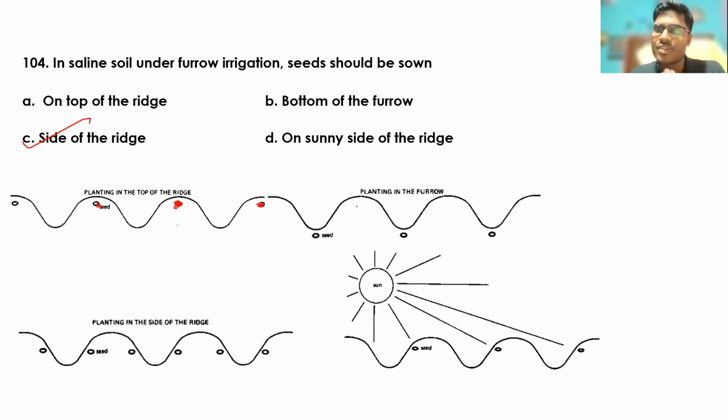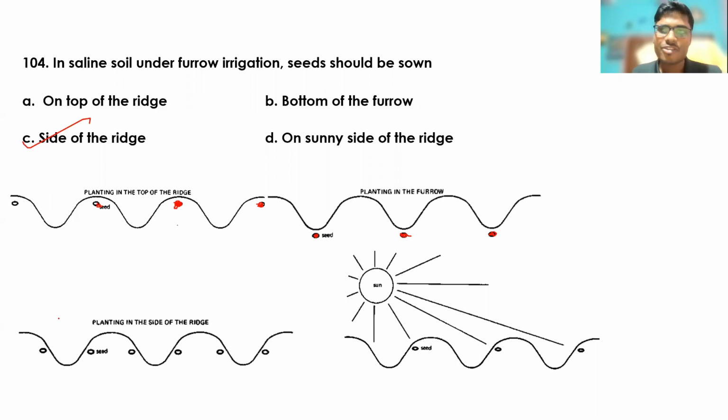But when the crop water requirement is higher and the crop can tolerate waterlogging, under that situation we can grow crops in the furrow. And this can be practiced in drier areas when very limited water is available. Under that situation, we can sow the crop in furrows to save the irrigation water.